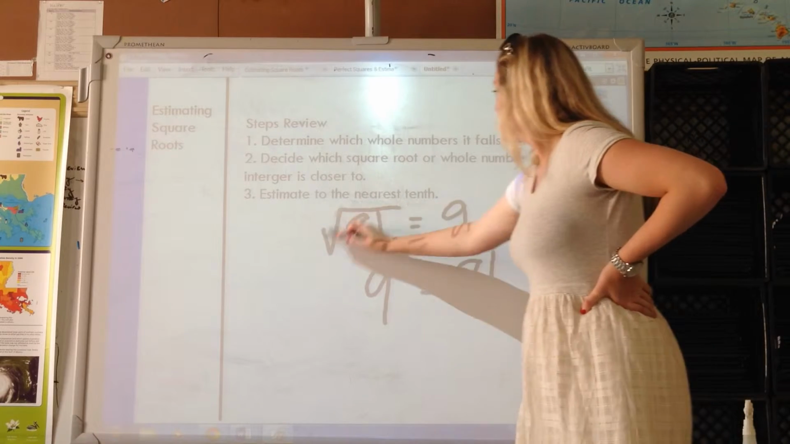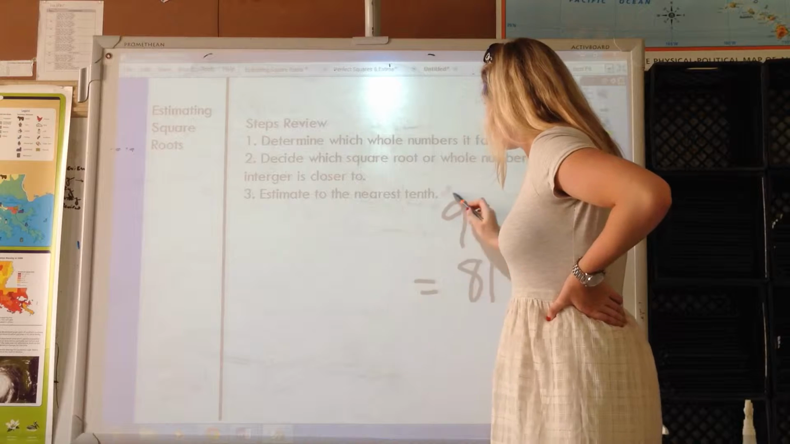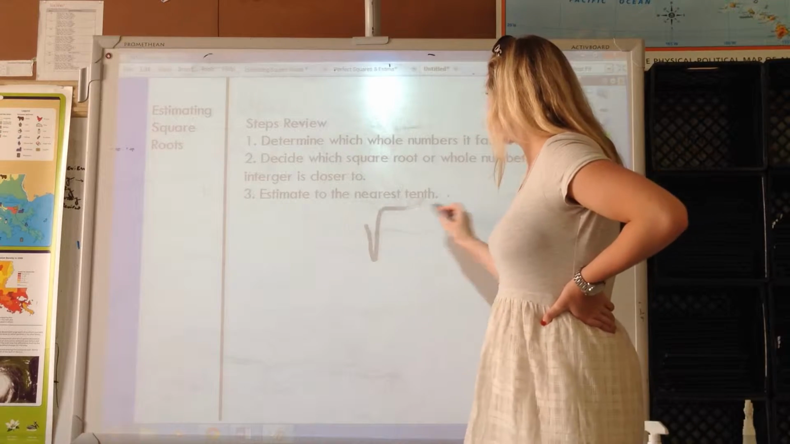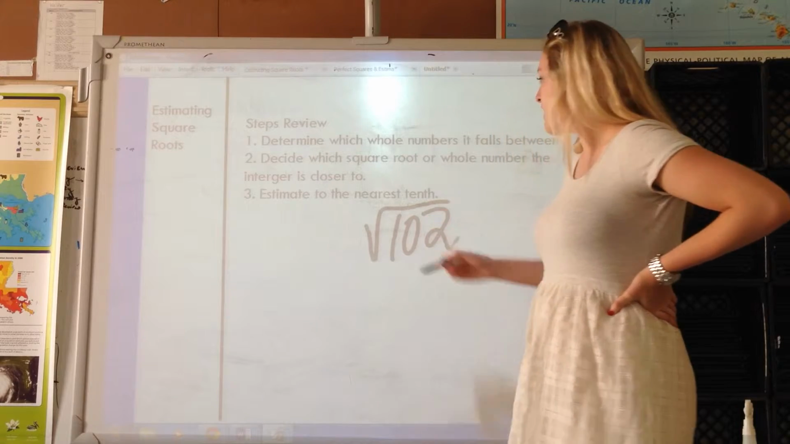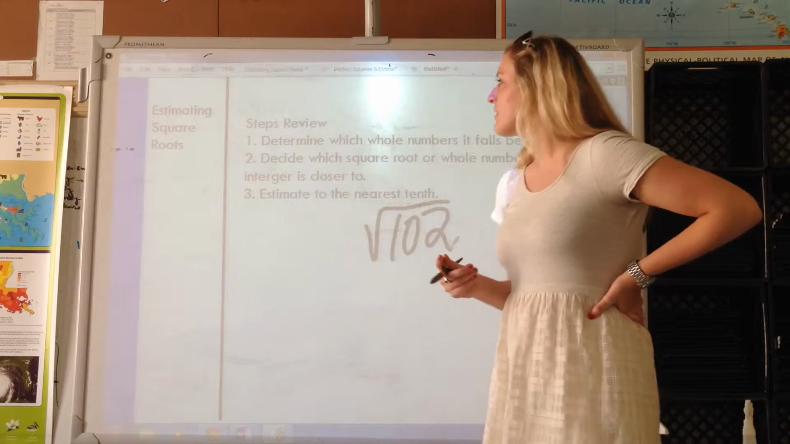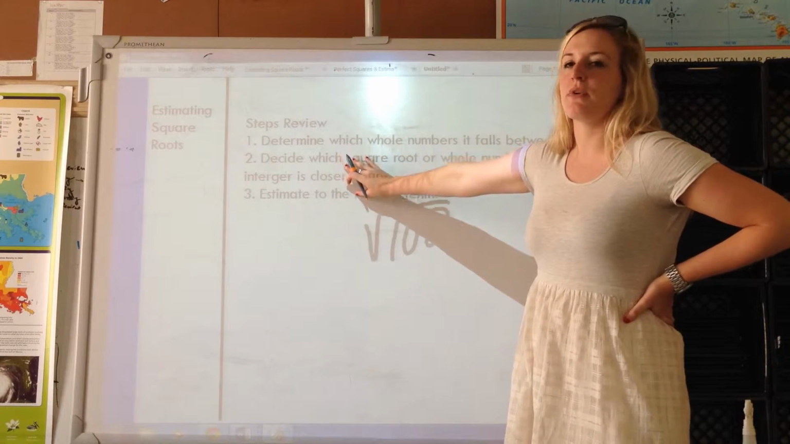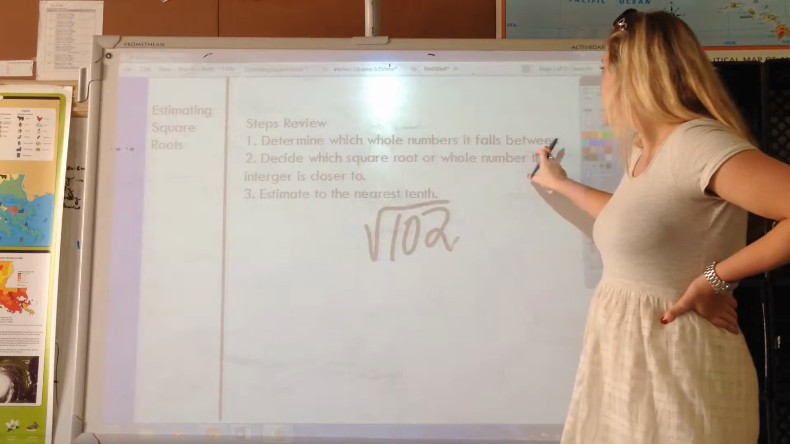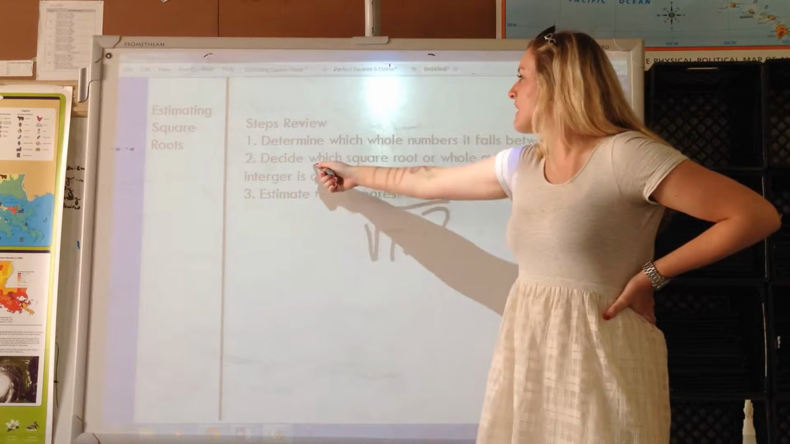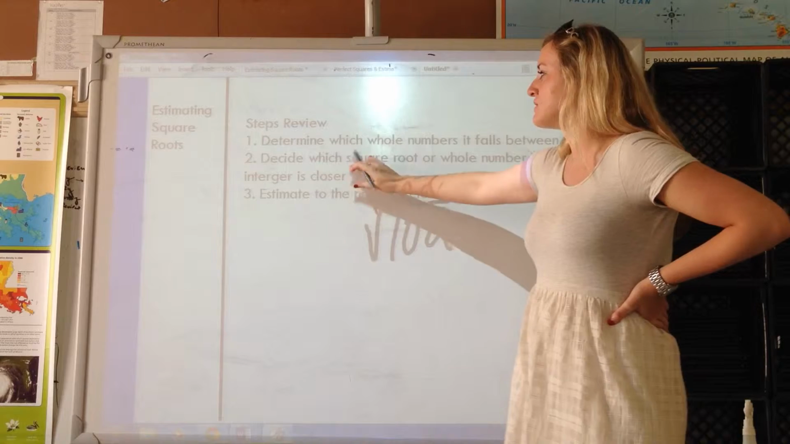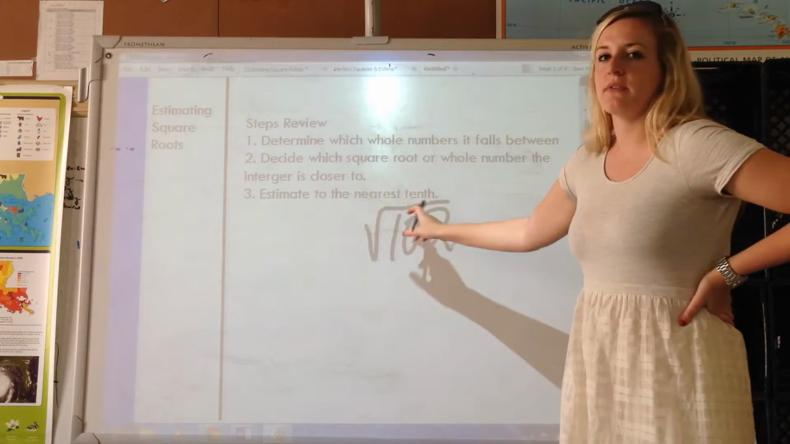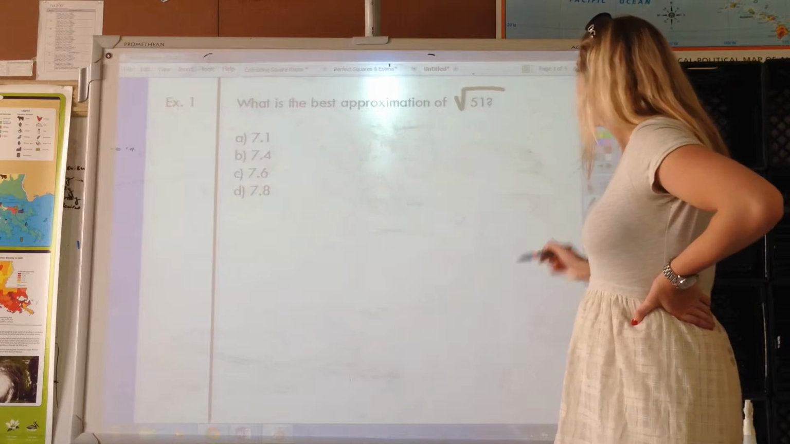However, if I was given a different number that was not a perfect square, say the square root of 102, I have no idea what this number is. So I have to estimate what it is. And if I want to figure that out, these are my steps that I go through. I determine which whole number it falls between, so I figure out what perfect squares are around it. And then I decide which square root or whole number the integer is closer to. And then from there, I estimate to the nearest tenth. So let's go right into some examples.